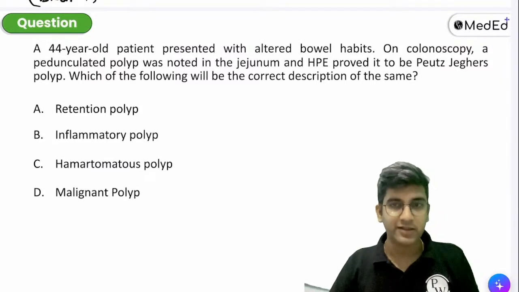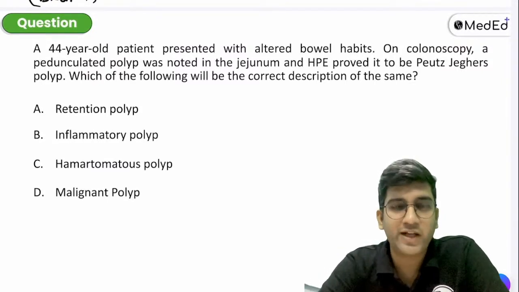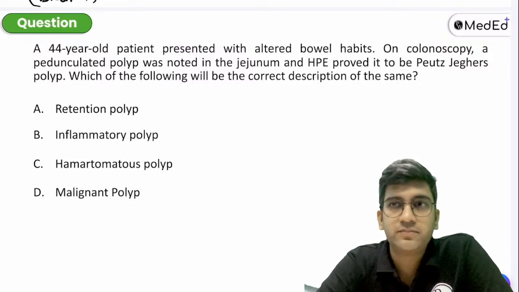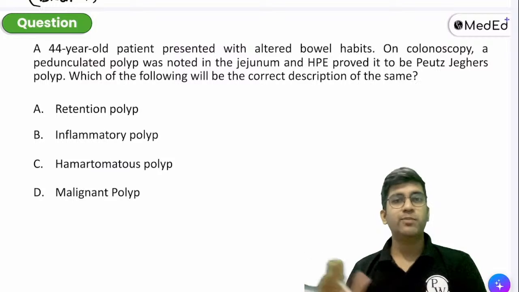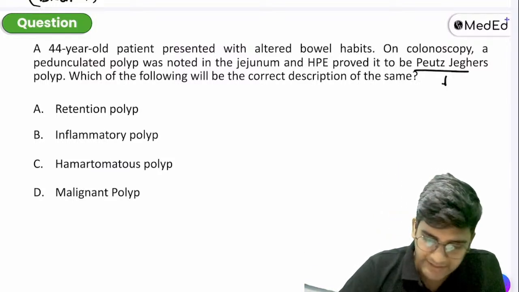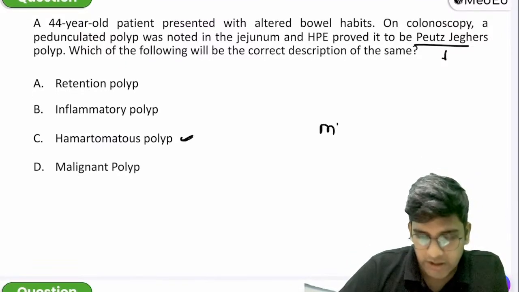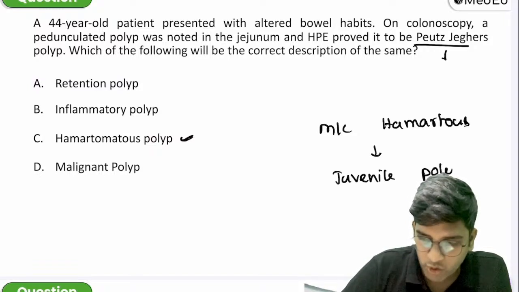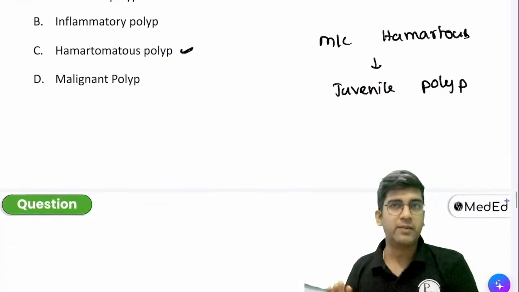It's actually a one-liner that has been stretched into 3-4 lines. What's the answer? It's C, right? SL polyp is a type of hamartomatous polyp. That's the only thing, just remember. But the most common hamartomatous polyp is not the SL polyp. It's the juvenile polyp. Juvenile polyp is the most common hamartomatous polyp. SL is also a hamartomatous polyp.